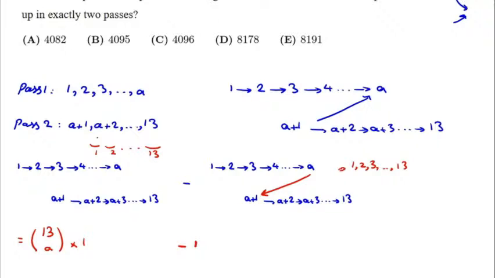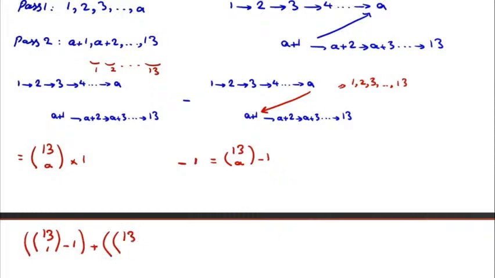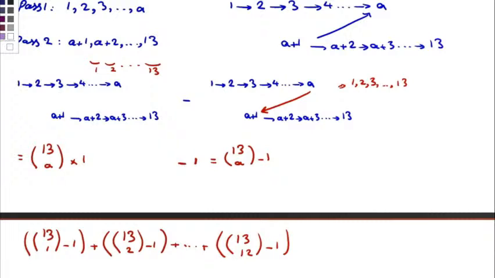Okay, but A should be from what? A can be from 1 to 12, because if A is 13, we don't have a place for 2. So it will be 13 choose A minus 1. Now, A can be from 1 to 12. So if A is 1, it's 13 choose 1 minus 1, plus 13 choose 2 minus 1, plus 13 choose 12 minus 1. Now we want to calculate this.